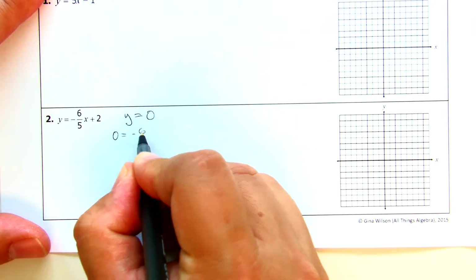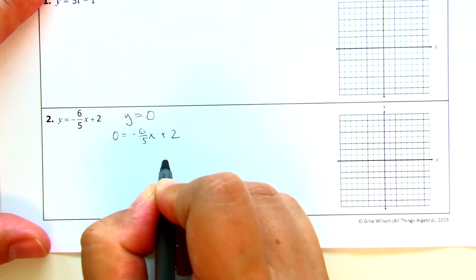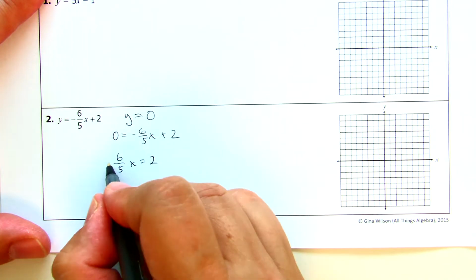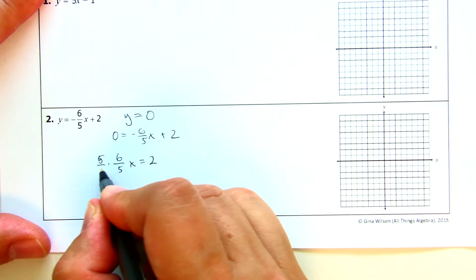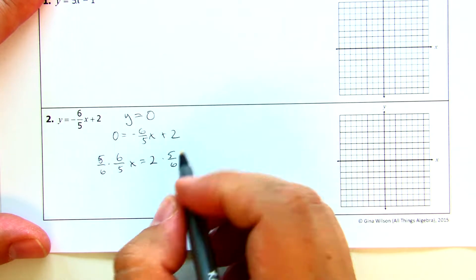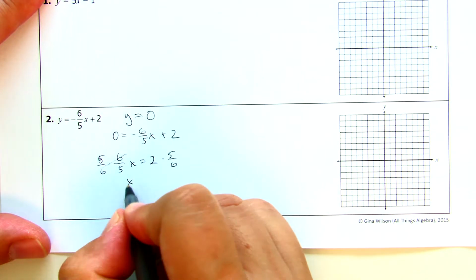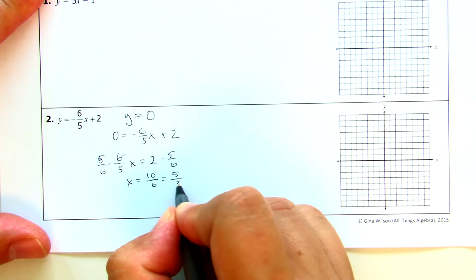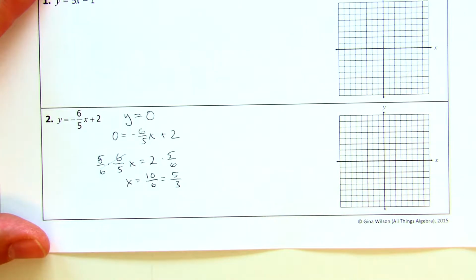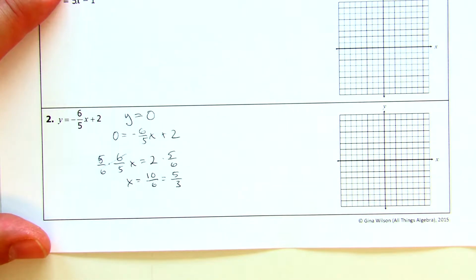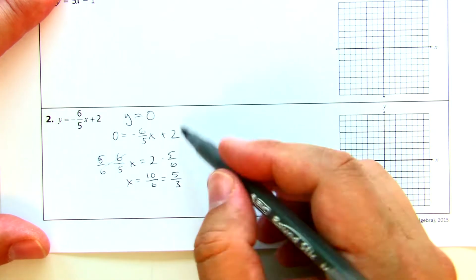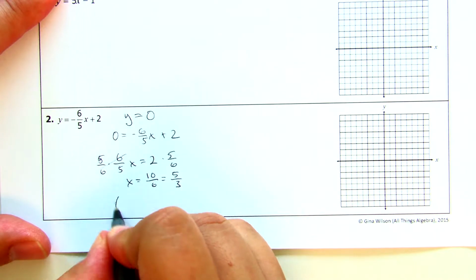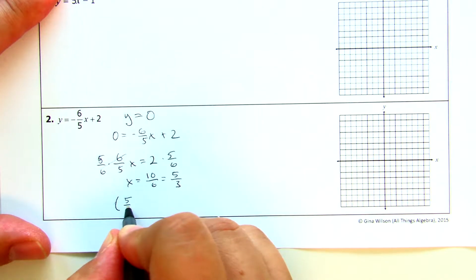0 equals negative 6/5 X plus 2. So 6/5 X equals 2. Multiply both sides by the reciprocal to get rid of that 6/5. So these cancel, and I end up with X equals 10 over 6, or 5/3, which is about 1.6 repeating. That tells me that when Y equals 0, X is 5/3. So I have a point at (5/3, 0).